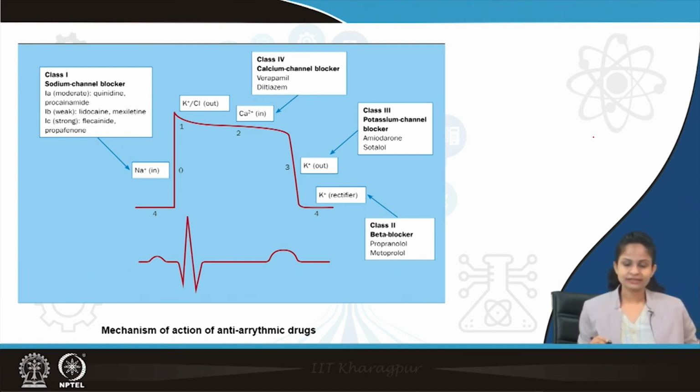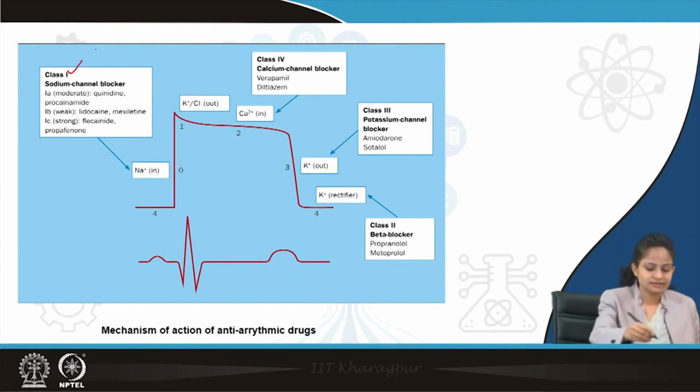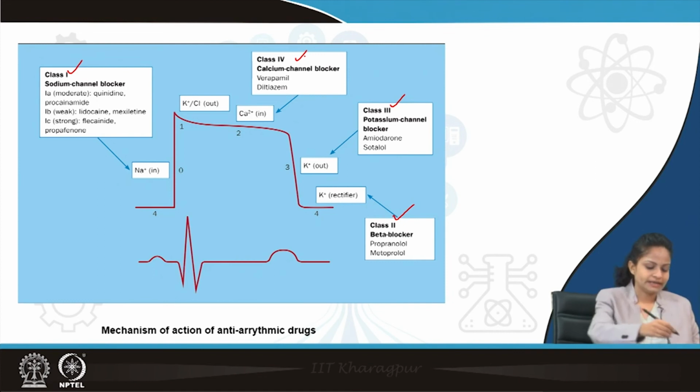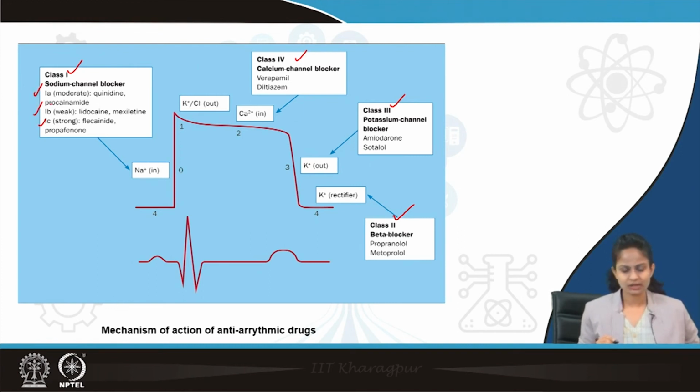So, we generally have 4 traditional classifications of antiarrhythmic drugs. We have class 1, class 2, class 3, and class 4. Class 1 are the sodium channel blockers. Further, the sodium channel blockers get divided into A, B, and C. This A, B, C division is based on how strongly, how weakly, or how moderately the sodium channel block happens.